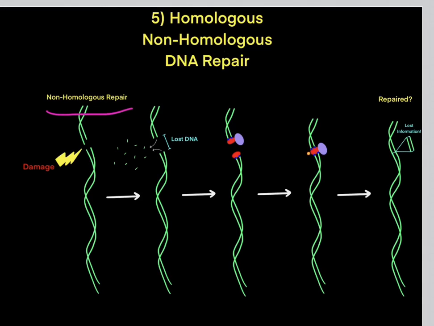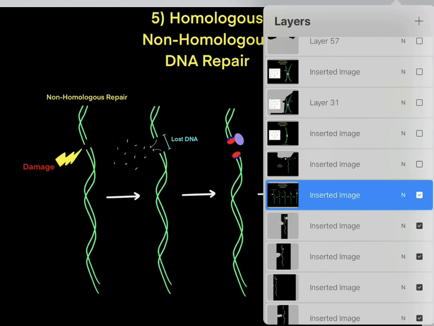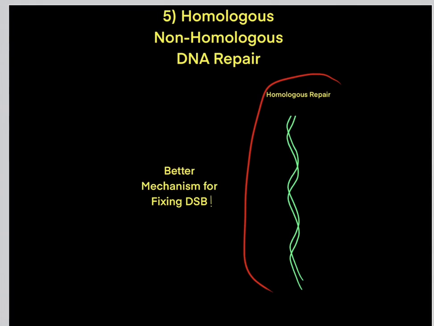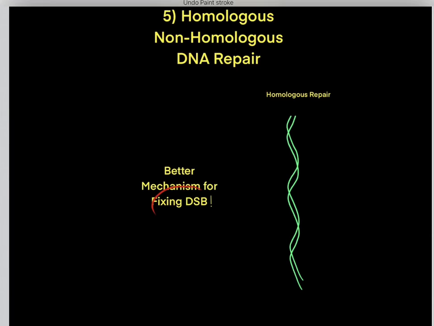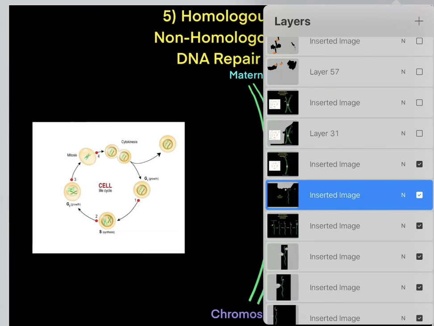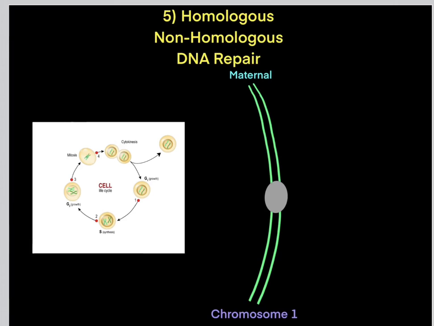So this non-homologous DNA repair isn't an ideal situation. Now let's talk about homologous DNA repair, which is a much better mechanism for fixing double strand breaks. The key point to realize about homologous DNA repair is that early on in the cell cycle, we have one copy of each chromosome.